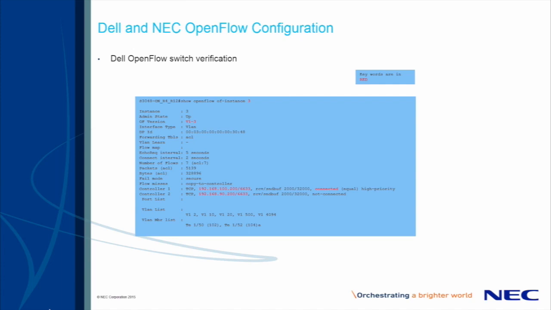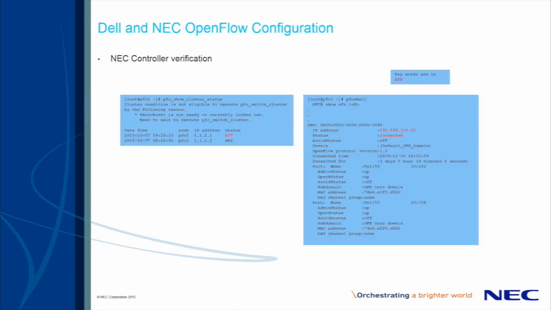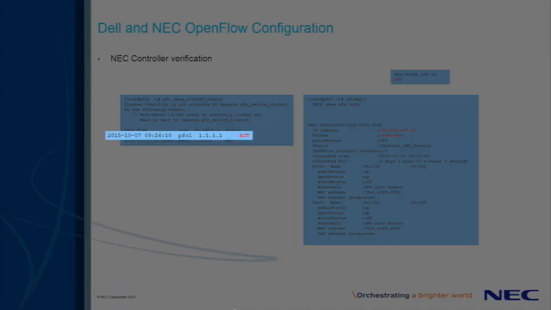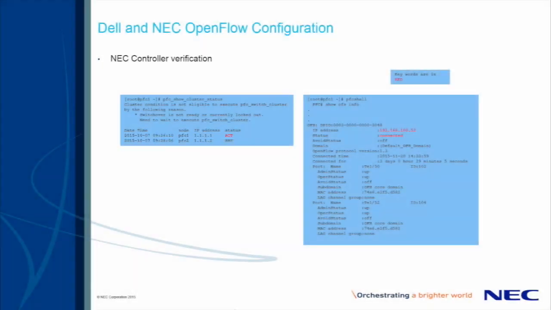On the next slide, we'll illustrate the verification of OpenFlow on the NEC ProgrammableFlow controller. Here we are showing the output from the PFC CLI showing a working PFC cluster. Recall in this deployment, we have two NEC ProgrammableFlow controllers deployed in a cluster for high availability. In this slide, we will only be showing the CLI output from the PFC in the active state. The active state in the command output on the left indicates proper functionality of the ProgrammableFlow controller.